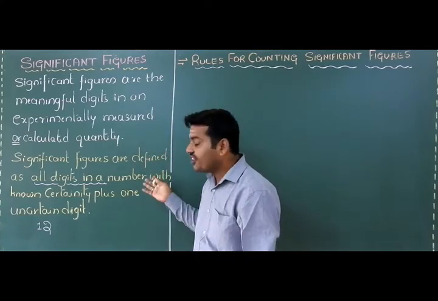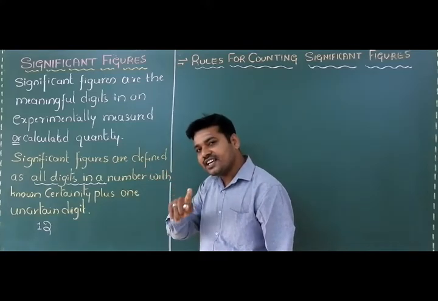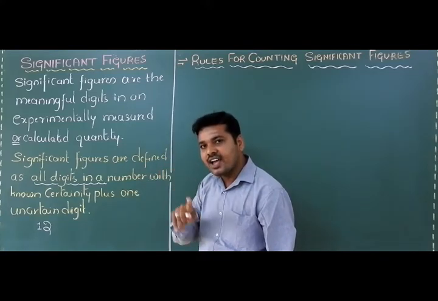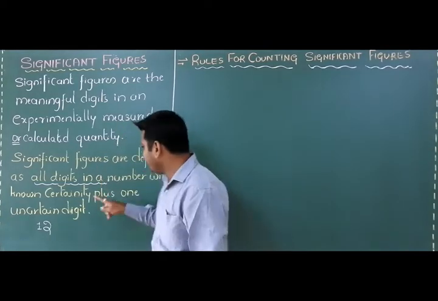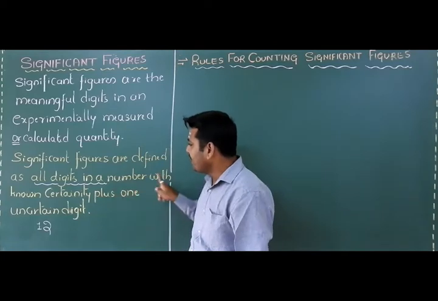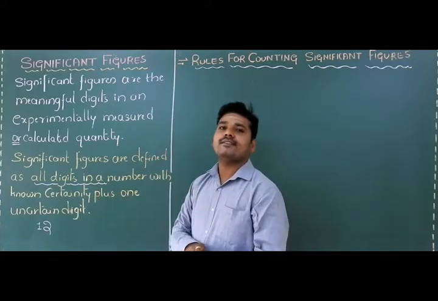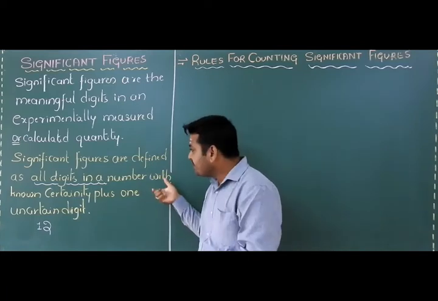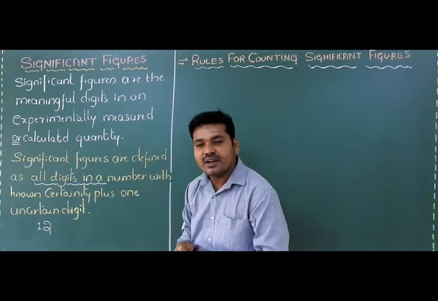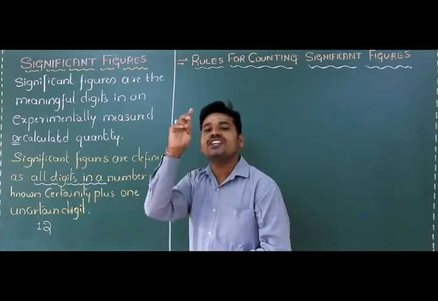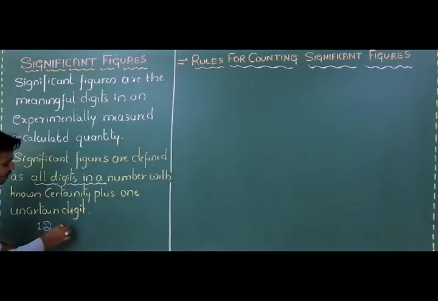You just recall the definition of significant figures. The significant figures are defined as all digits in a given number with known certainty plus one uncertain digit. By using this definition, how many significant figures are present in a given number, students? So 2 significant figures are present. Now let us take one more example.